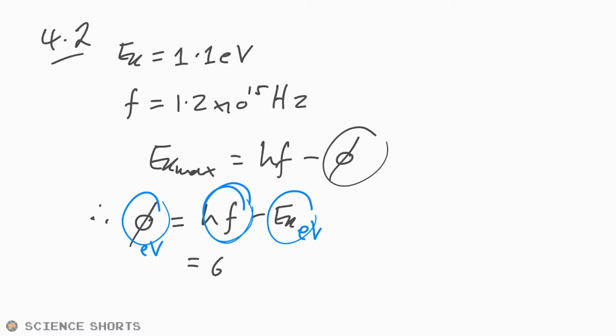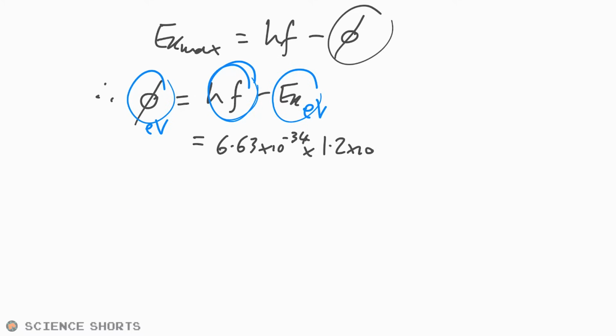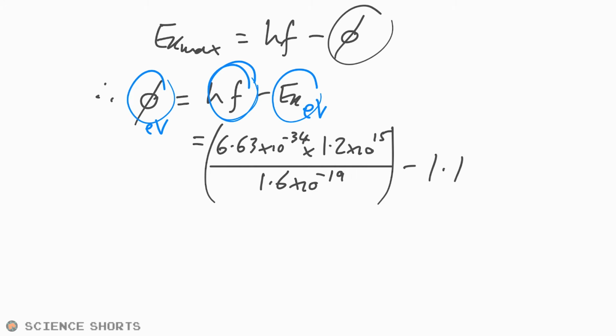So therefore, I'm going to say 6.63 times 10 to the minus 34 times 1.2 times 10 to the 15, and then we need to turn this into electron volts. Our conversion factor is 1.6 times 10 to the minus 19, and we're going to be multiplying or dividing. Well, we know we want a bigger number because electron volts are small, so we're going to be dividing. Sort of gave the game away there. And then take away 1.1.